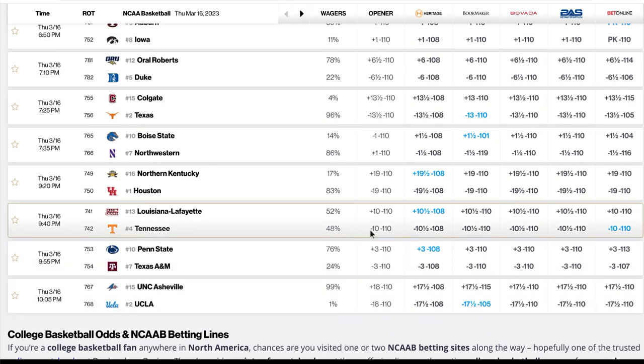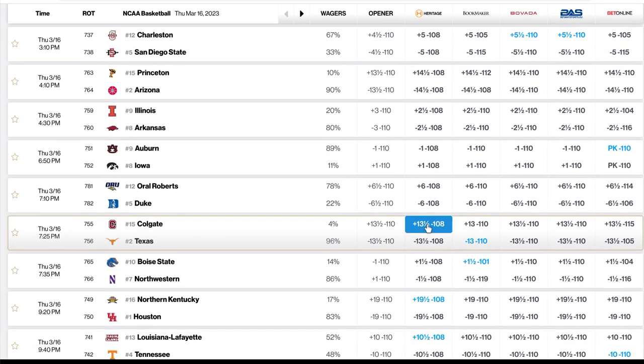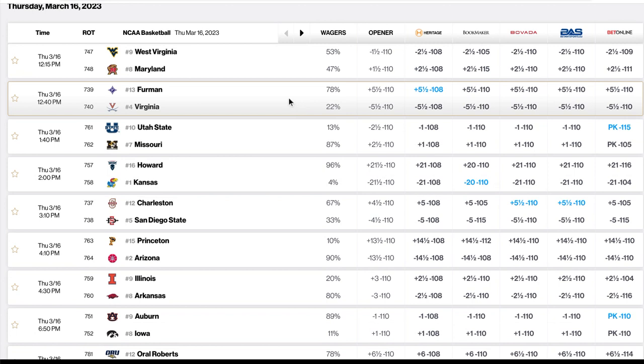Tennessee, Louisiana Lafayette getting 10.5 points. Let's see here. Furman and Virginia. And look at that, that's a really tight line there. Furman only getting 5.5 points there, but they can definitely put up some points. So that'd be a good battle there. Good defense against a good offense.